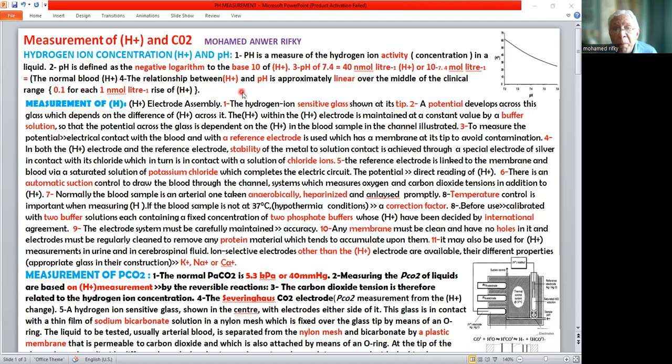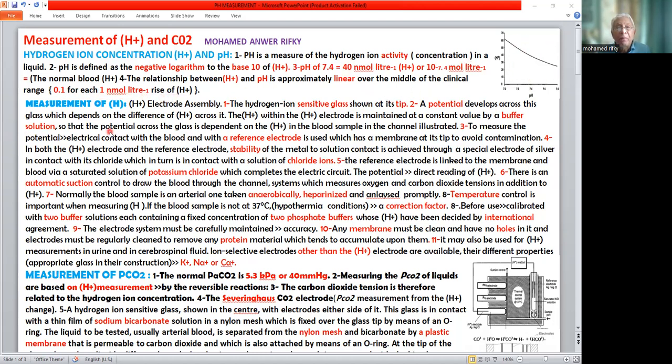The relationship between pH and hydrogen, as you can see from this graph, is almost linear in the middle. You can see from the graph that a change of 0.1 in pH corresponds to a change of 1 nanomole per liter in hydrogen ion concentration.